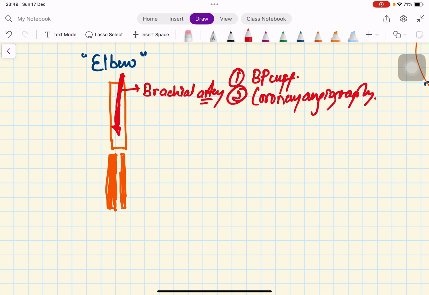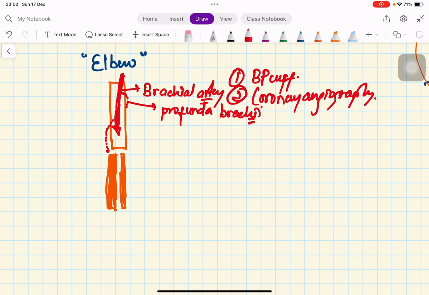Now this brachial artery will give its first branch here, which will go into the spiral groove. Wait, please forget about everything. What I'm saying is this brachial artery will give its first branch, and its name is the profunda brachii. Simple, it gives the profunda brachii artery.